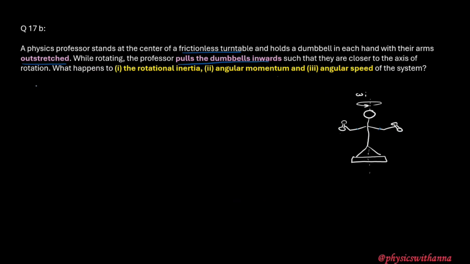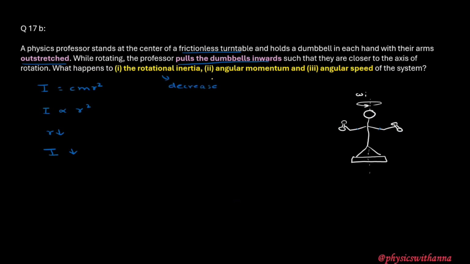Now, the general rule for moment of inertia I is summation mr squared. That means this moment of inertia I is directly proportional to the square of the distance from the axis of rotation. The larger the distance from the axis of rotation for the same mass, the greater the moment of inertia. So in the initial position when the arms are outstretched, the moment of inertia is the greatest. And when you bring the arms close together, the value of r decreases. And if r decreases, moment of inertia will also decrease. So when the professor brings the dumbbells inward, the rotational inertia has to decrease.